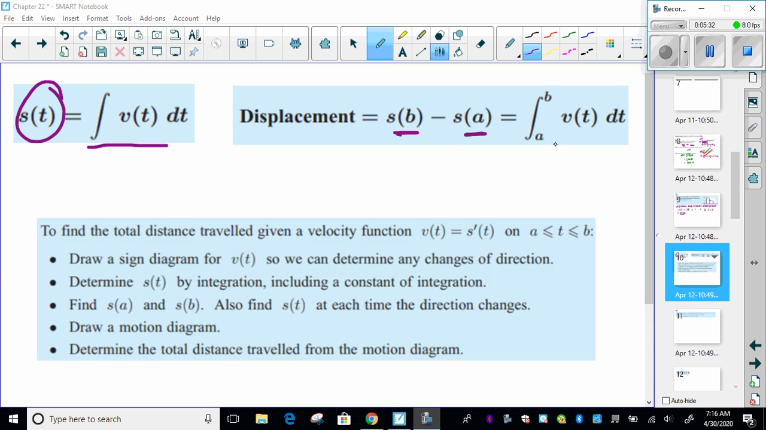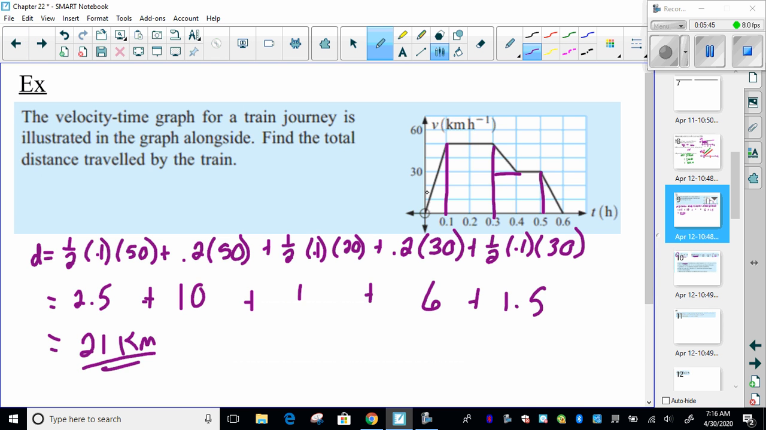So when we integrate from that start to the end of my function, I end up getting the displacement. If I want total distance traveled, in this one we didn't have any overlap, so I could just add them all up and it gave me my total distance traveled. But if we would have gone backwards along the way, then that wouldn't have given me my total distance traveled.